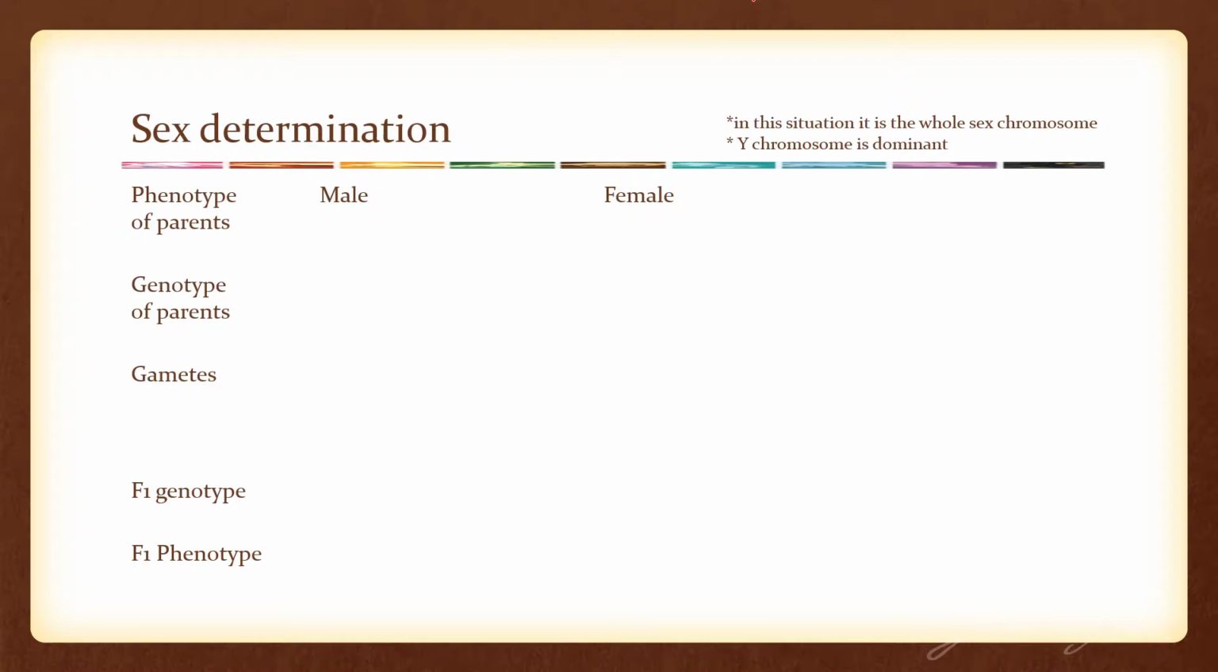Phenotype-wise, of course, you need to have a male and female, father and mother. The genotype of male is X as well as Y chromosome. For female, they have XX chromosome. After meiosis, each sperm will either have an X chromosome or a Y chromosome. So 50% of the sperm have X chromosome and 50% of the sperm have Y chromosome. As for female, all their egg have an X chromosome.